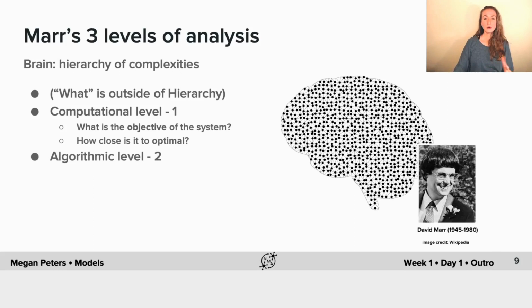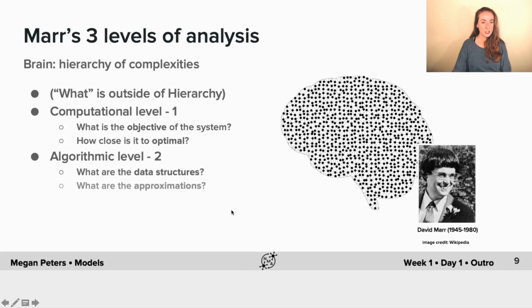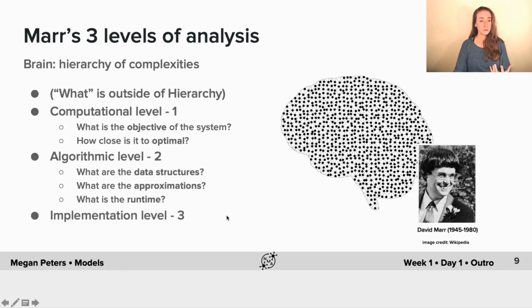And then it gets a little bit muddier in terms of the mapping between what, how, and why and Marr's 3 levels. But at Marr's algorithmic level, which is his level 2, we start to ask about the data structures and the approximations that are involved, what the runtime of the system might be like to accomplish the various computations and approximations that the brain is trying to actually do. And then, so this is kind of spanning the why model, and then maybe a little bit of the how model. And then we get into Marr's level 3, which is the implementation level.